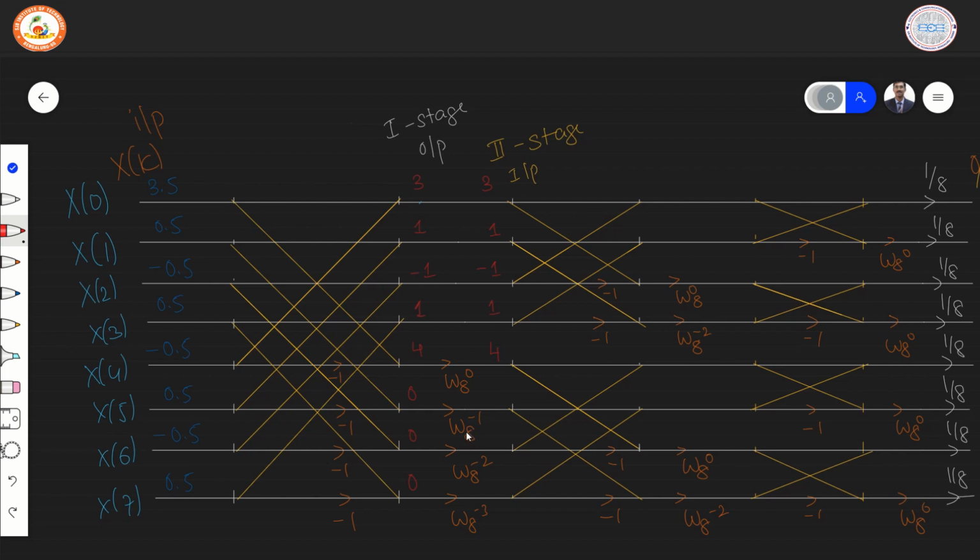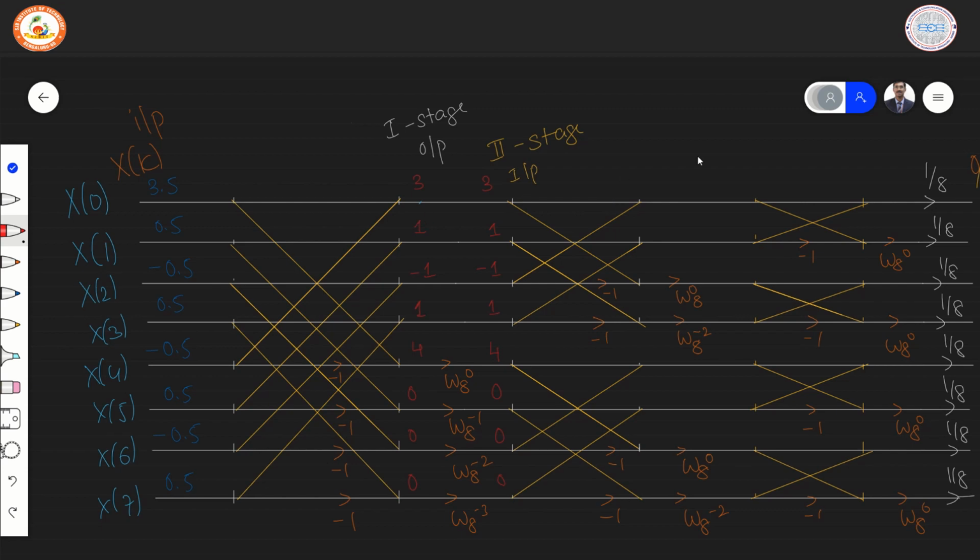0 is to be multiplied with the twiddle factor W8 to the power of -1, whose value we know is 0.707 plus j 0.707. In this example, the value is 0, hence multiplying will result in an answer which is 0. If the value was non-zero, you should have multiplied it with the appropriate weight and you should have got the value. So complex multiplications should be performed carefully. Now we see the last three terms are 0, so multiplication results in the value 0.